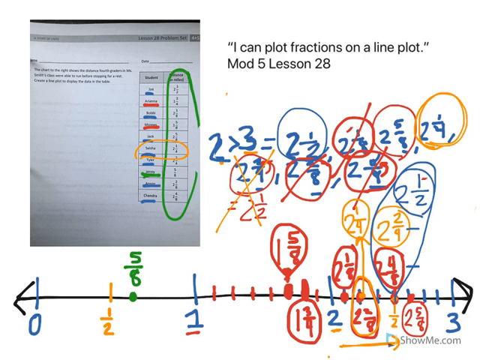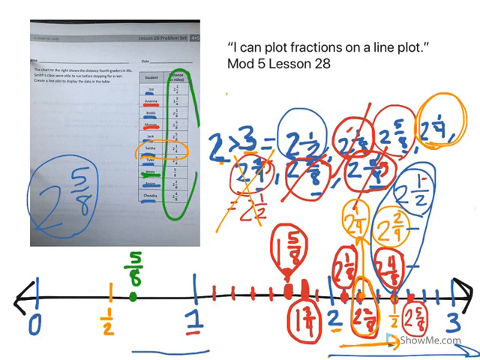Let's think about what is the greatest fraction that we have just plotted. What's the greatest fraction we've plotted? So I'm going to look all the way furthest to the right. Where is my fraction all the way to the right that I've plotted? Oh, that's going to be 2 and 5/8. That's our greatest fraction that we've plotted. What's our least or smallest fraction we've plotted? Oh, that's down here. That's 5/8.